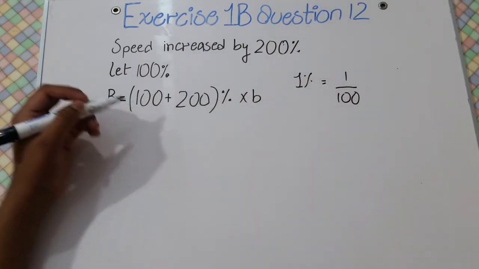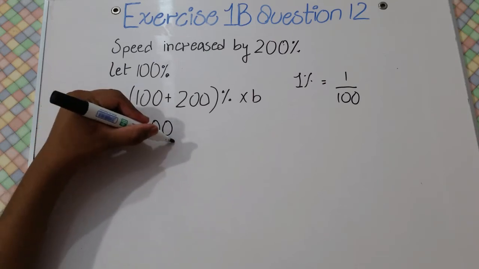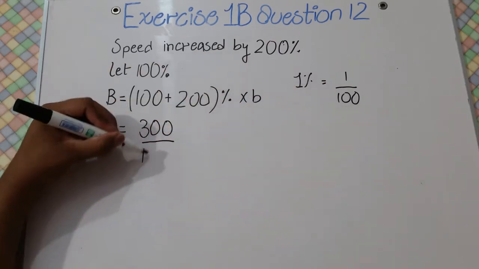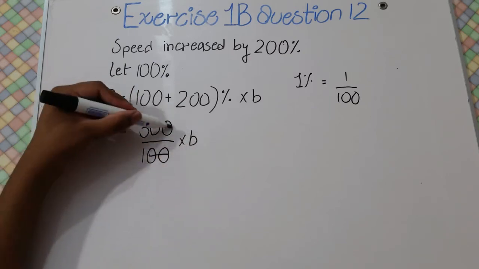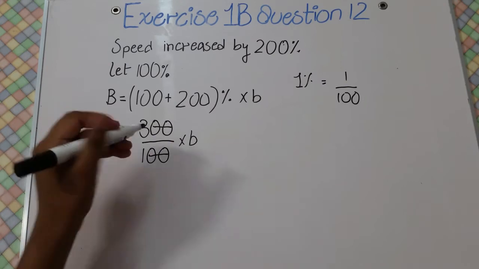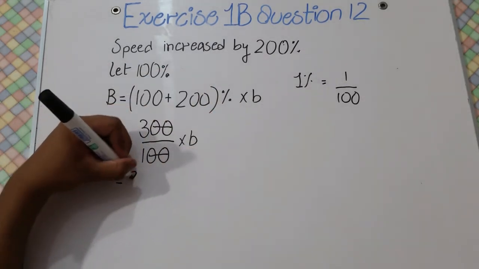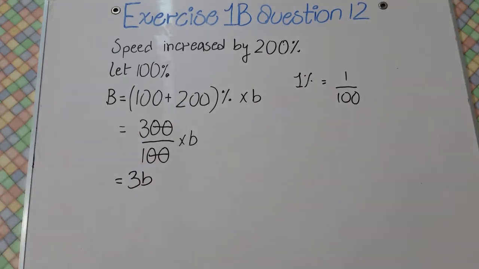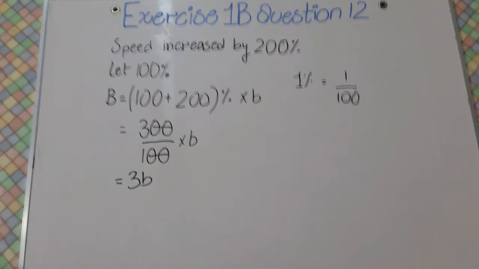So 100 plus 200 is 300, divided by 100, multiplied by b. If these two zeros are cut down, we are left with 3, and 3 multiplied by b is 3b. So this would be the value when the speed of the vehicle is increased by 200%. Now we need to find the percentage of the braking distance which is increased.